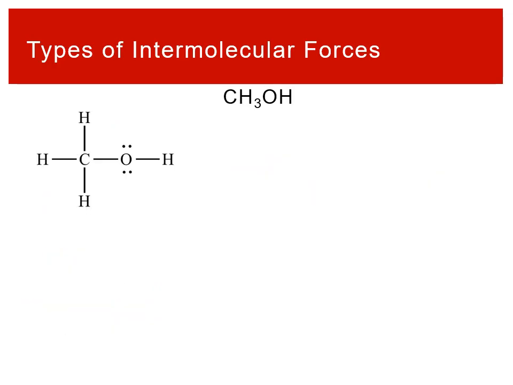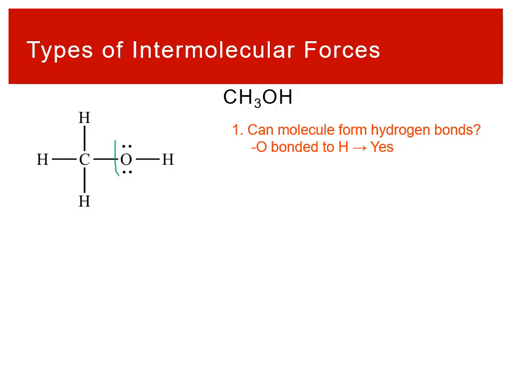CH3OH, we've got the Lewis structure here, comes from the condensed formula. Can this molecule form hydrogen bonds? Yes. The O is bonded to hydrogen. You can definitely form hydrogen bonds on this. Is it polar? Well, it's C and H like we saw previously, but now there's that oxygen in there, so we certainly would expect that it's probably polar because of that oxygen. Also, because it can form hydrogen bonds. Once we know that, we are done.